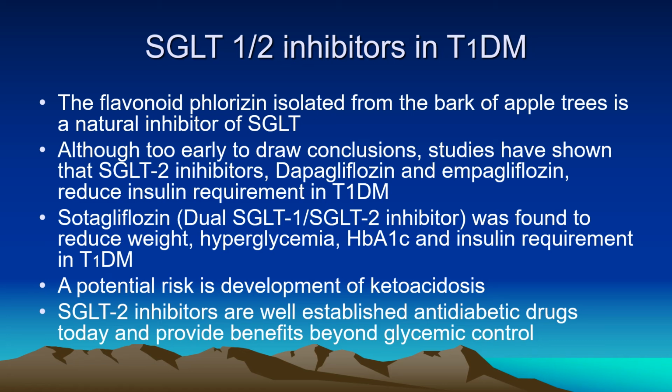Although it is too early to draw conclusions, studies have shown that SGLT2 inhibitors dapagliflozin and empagliflozin reduce insulin requirement in type 1 diabetes mellitus. It is important to realize that dapagliflozin and empagliflozin are well-established drugs for the treatment of majority onset diabetes, that is type 2 diabetes mellitus. Sotagliflozin, which is a dual inhibitor, was found to reduce weight, hyperglycemia, levels of hemoglobin A1C, and insulin requirement in juvenile diabetes, type 1 diabetes. A potential risk is development of ketoacidosis when these agents are used, and more is being understood about use of SGLT inhibitors in juvenile type diabetes mellitus.